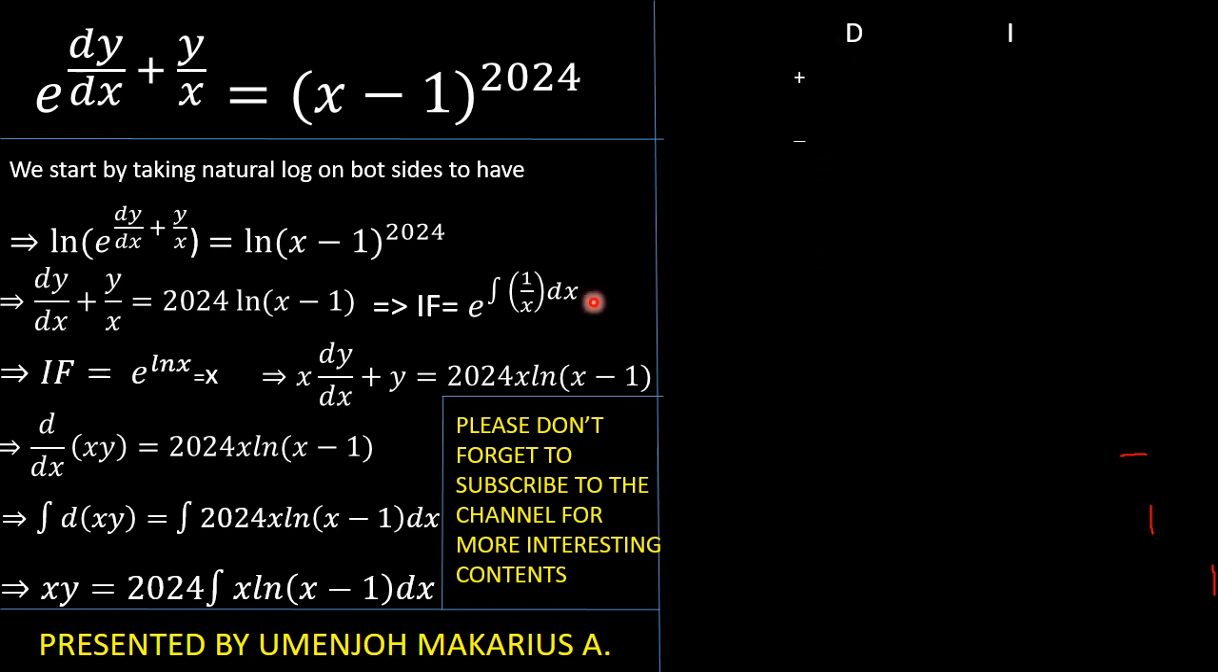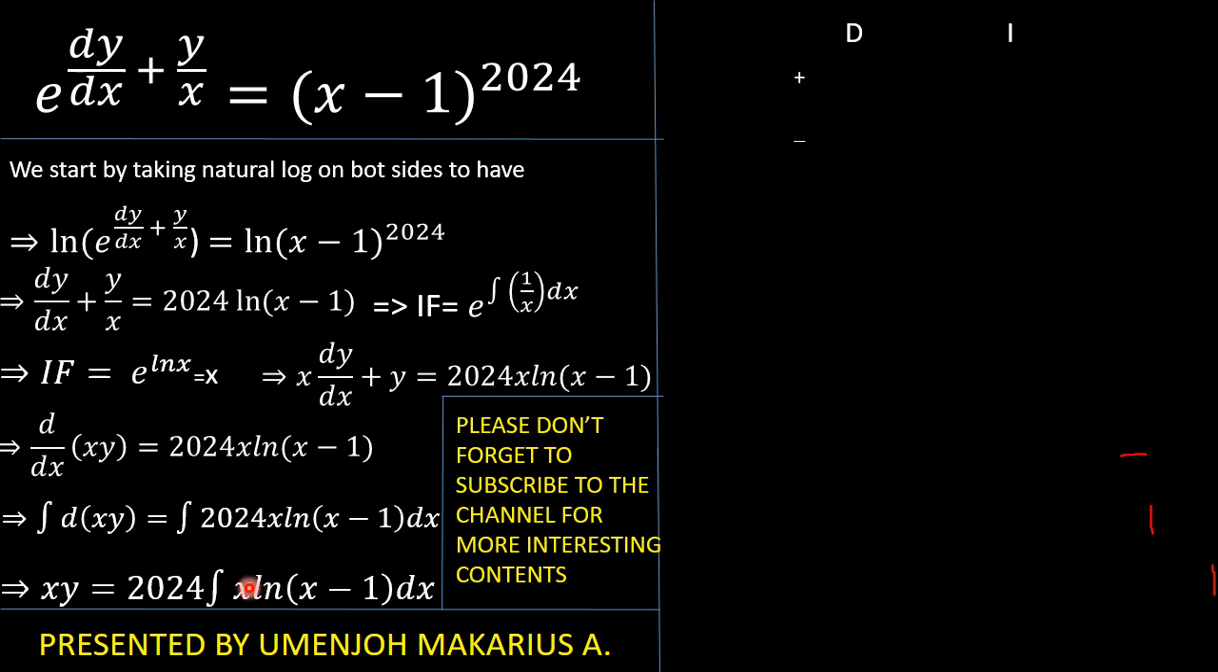Now guys, this D stands for differentiation, I stands for integration. So we are going to come to this function x times natural log of x minus 1, and we are going to choose which part to integrate and which part to differentiate. So guys, what do you think? In this case, we are going to differentiate the natural log of x minus 1 and integrate x. Why am I doing so?